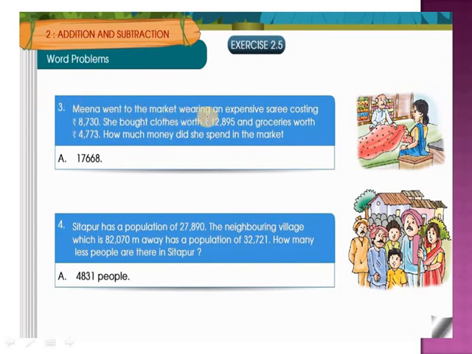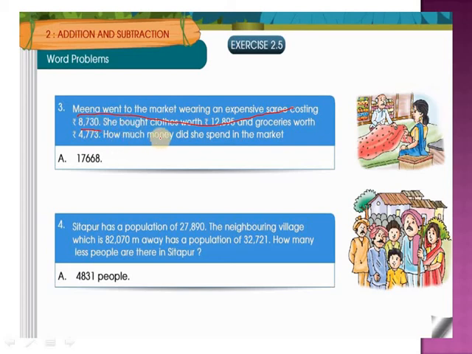Meena went to the market wearing an expensive saree that cost rupees 8730. She bought clothes worth 12,895 rupees and groceries worth rupees 4,773. How much money did she spend in the market? See here, what is the extra information? Meena went to the market, the expensive saree cost 8,730. This is the extra information.